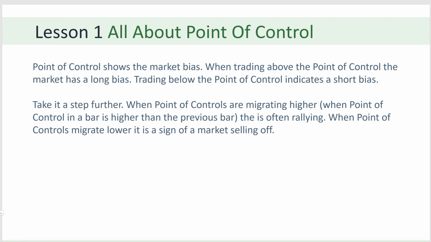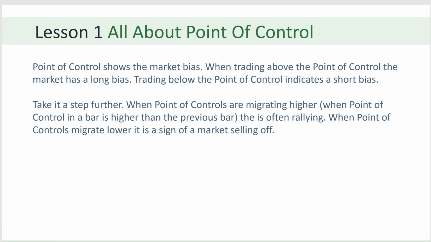When point of controls are migrating higher, when the point of control in a bar is higher than the previous bar over several bars, the market is often rallying. When point of controls migrate lower, it's a sign of a market selling off. Sometimes, like I said, people like to complicate trading, and it doesn't have to be so complicated.